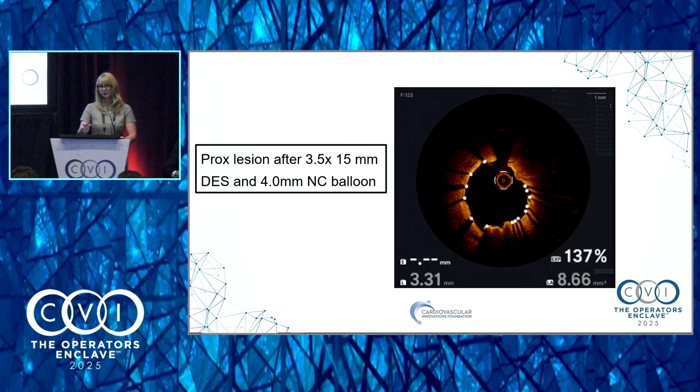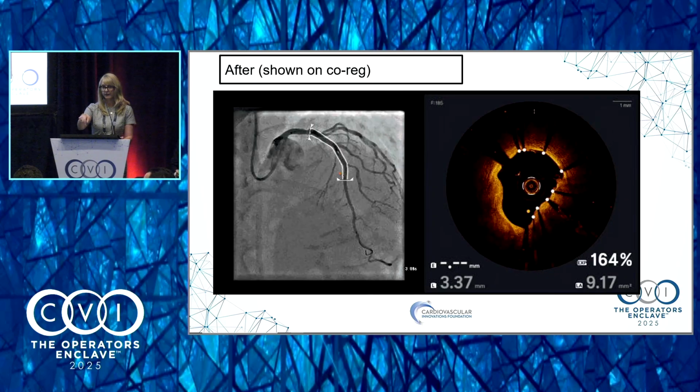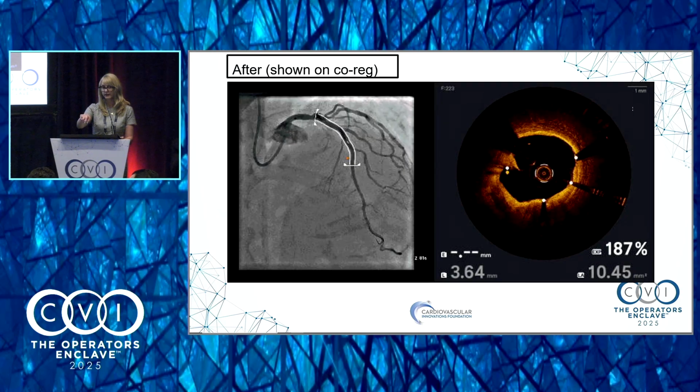And this was the proximal lesion where I placed a 3.5 stent and post-dilated with a 4.0 NC. So again, nice expansion at that site. And this is just to show you that I'm not making this up. So this is with actual co-registration. So you can see my co-registered marker right within that lesion and what the lesion looked like initially prior to any intervention versus the post images with co-registration throughout that disease segment.